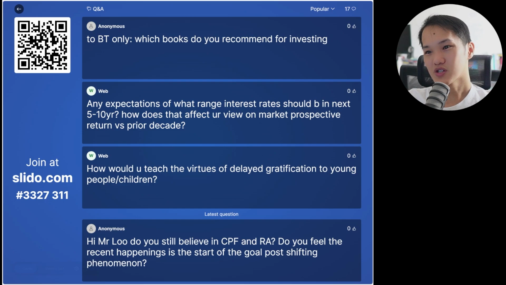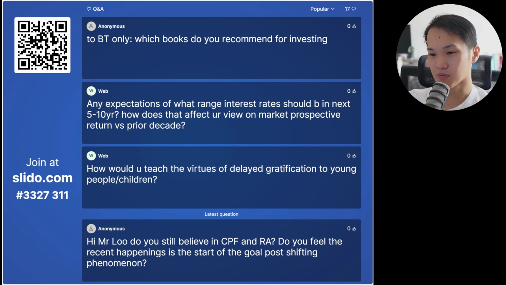Next one, from Tubunti: which books do you recommend for investing? This one, I believe you are in the Telegram group, right? So I actually posted the link to my Substack. I list down the books that I've read. Not all, just those that I recommend. There's one post on that, and another post where I mentioned two books that I read recently.